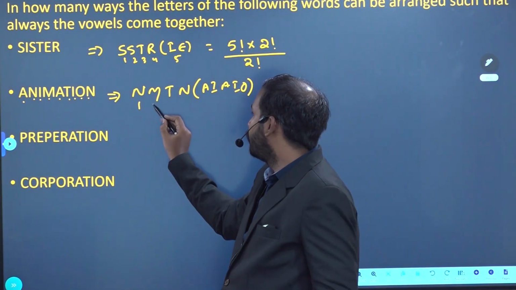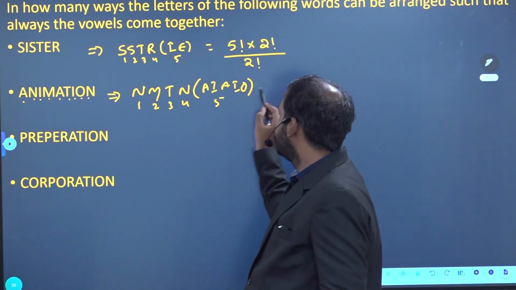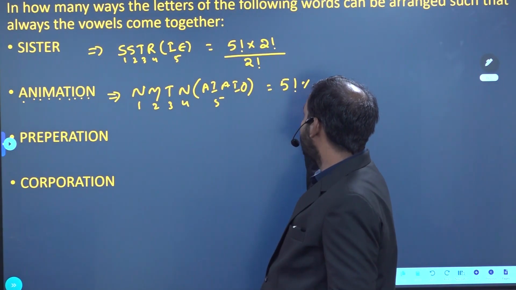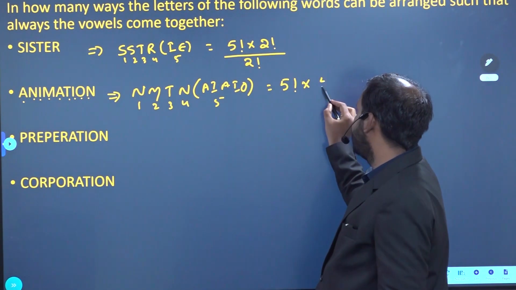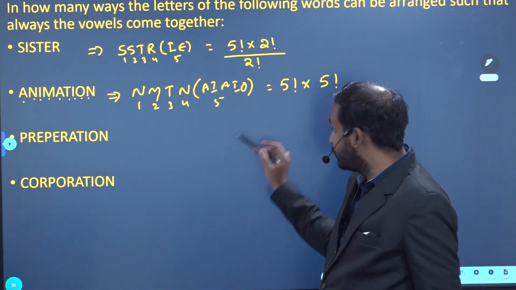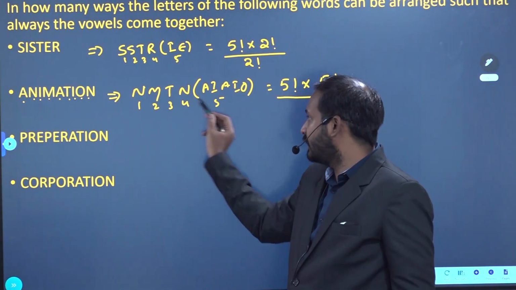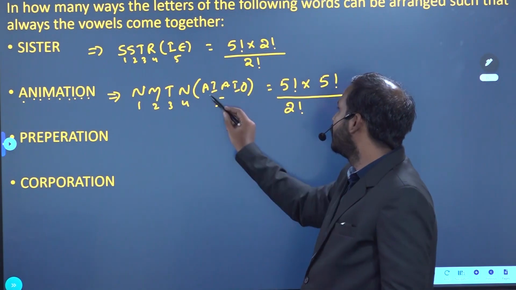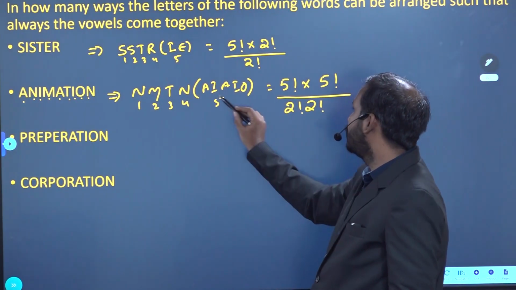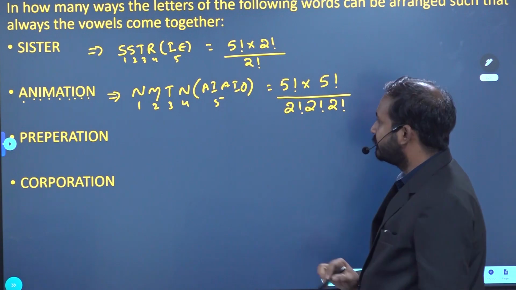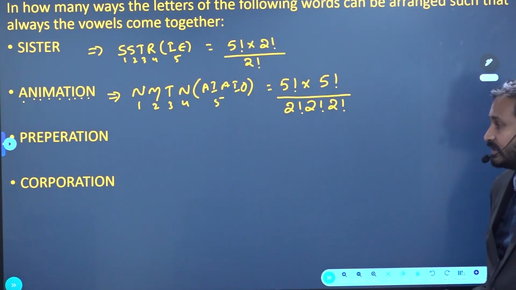Now see here, 1, 2, 3, 4, 5. So they can be written in 5 factorial ways. These vowels can be arranged internally in 5 factorial ways. Why? Because 5 vowels are there. By repetition, N was there for 2 times, so 2 factorial. A was there for 2 times, so 2 factorial. I was there for 2 times, so 2 factorial. Understood? This is the process.